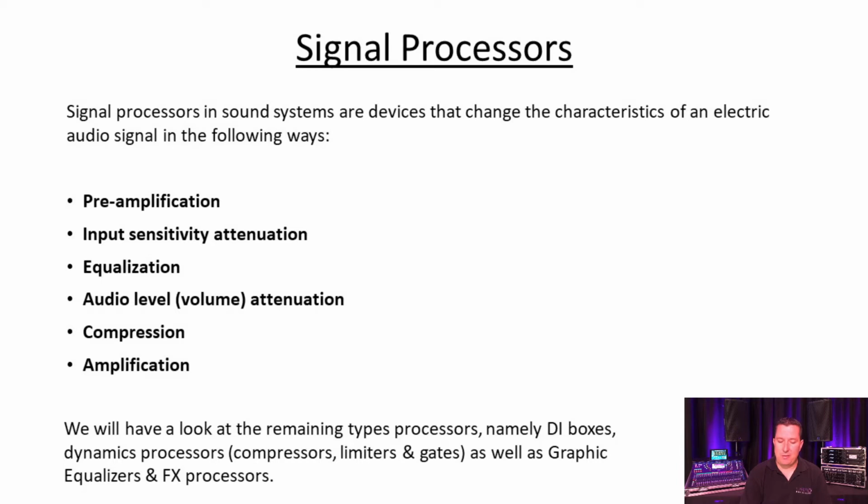We will have a look at the remaining types of processors, namely DI boxes, dynamics processors or compressors, limiters and gates, as well as graphic equalizers and effects processors.